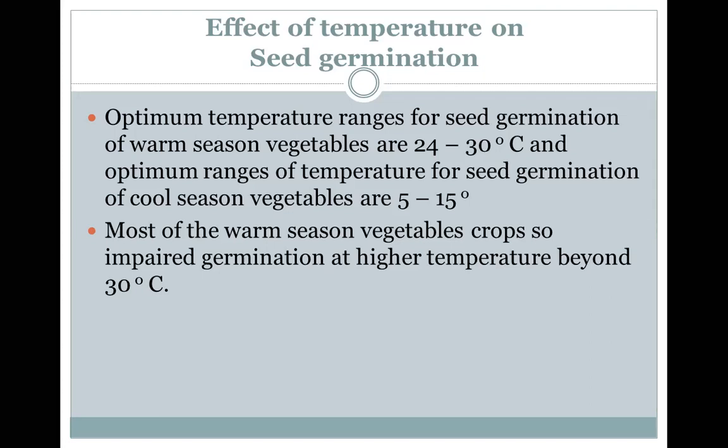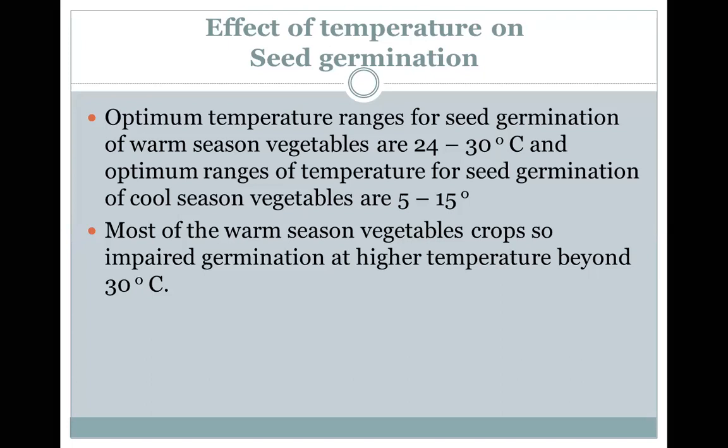So the optimum temperature range for seed germination of warm season crops is 24 to 30 degrees Celsius, right? So for warm season vegetables, the optimum range for seed germination is 24 to 30 degrees Celsius, and for cool season vegetables, the optimum range is 5 to 15 degrees Celsius. And most of the warm season vegetables have impaired germination at higher temperatures beyond 30 degrees Celsius, right?